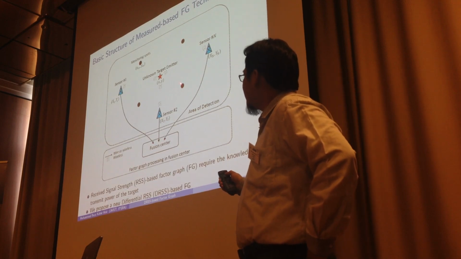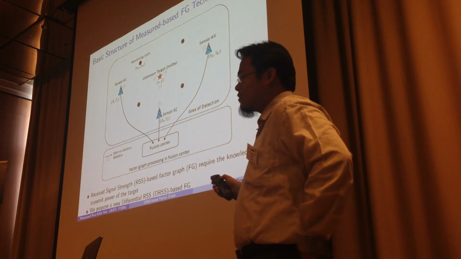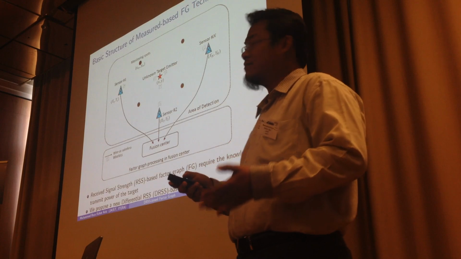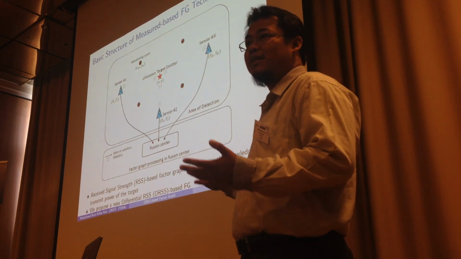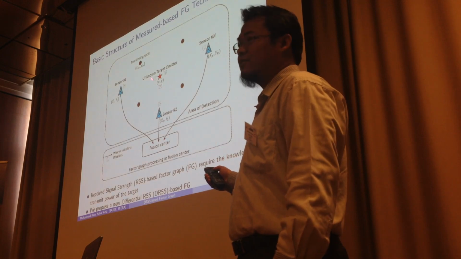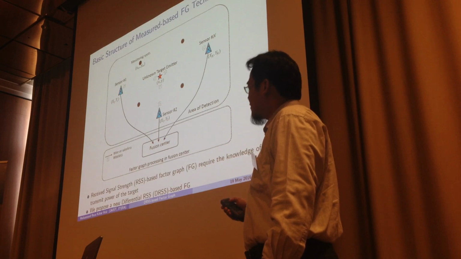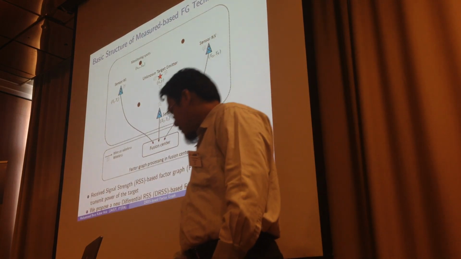But for the RSS case, the transmit power and incident must also be calibrated, or at least the same. But for the unknown target emitter, we don't know the transmit power, so we cannot detect the unknown target by using the RSS. That's why we propose the DRSS.